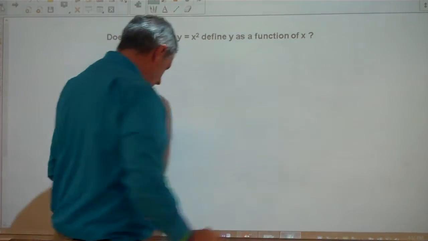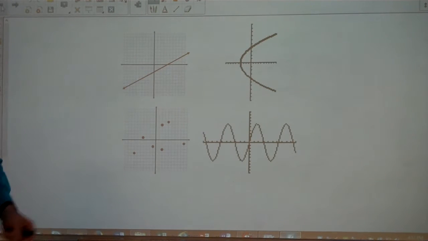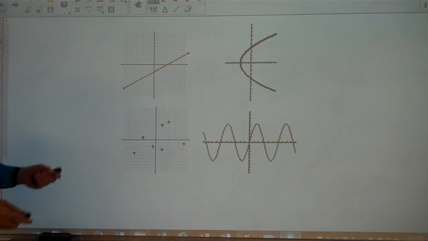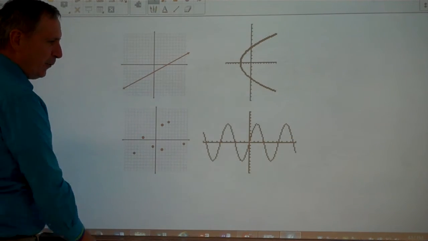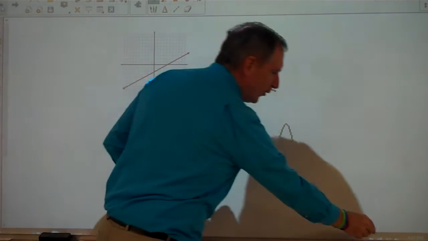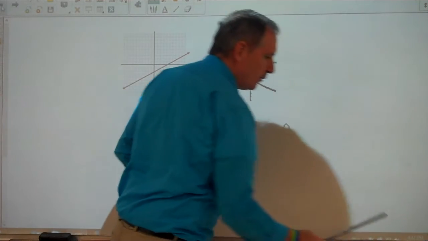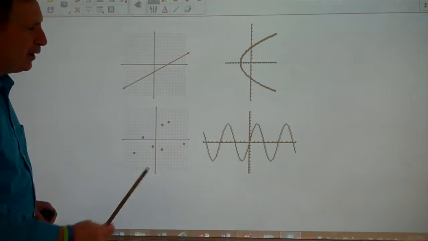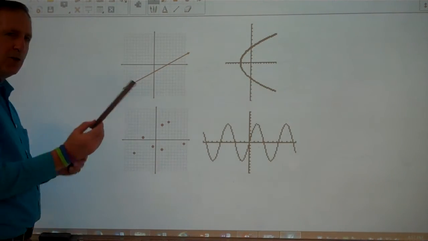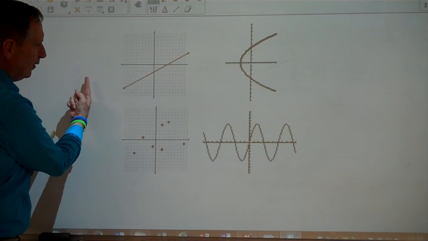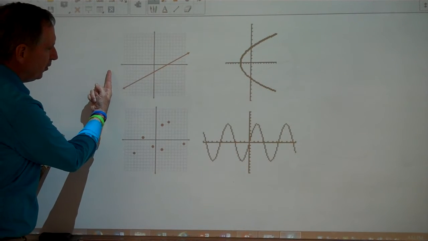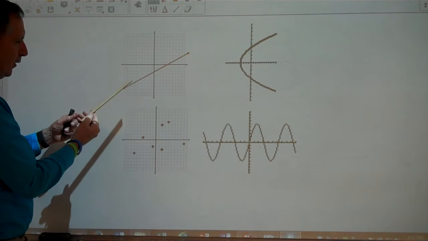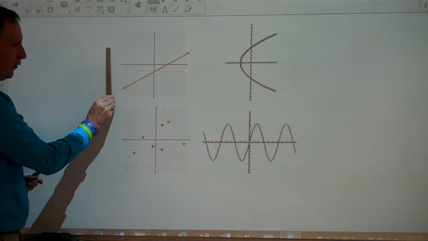Next, graphical examples of relations. Are these functions? Well, there's something we can use called the vertical line test to tell graphically if a relation is a function. What you do with a vertical line could be anything. It could be a pencil, a finger, a sheet of paper. In this case, I have this little wooden stick.